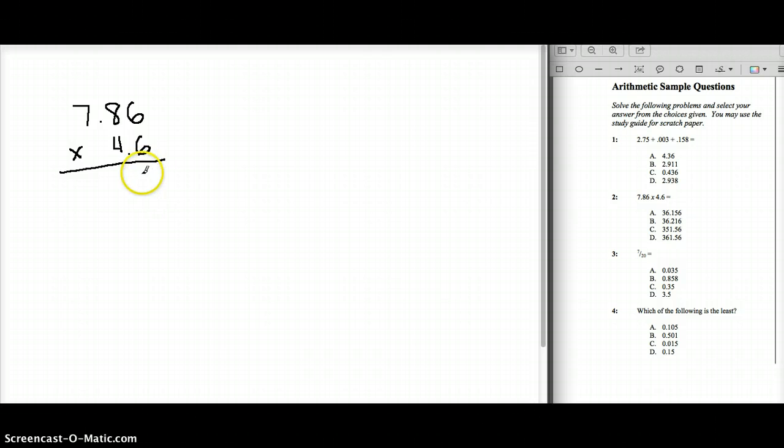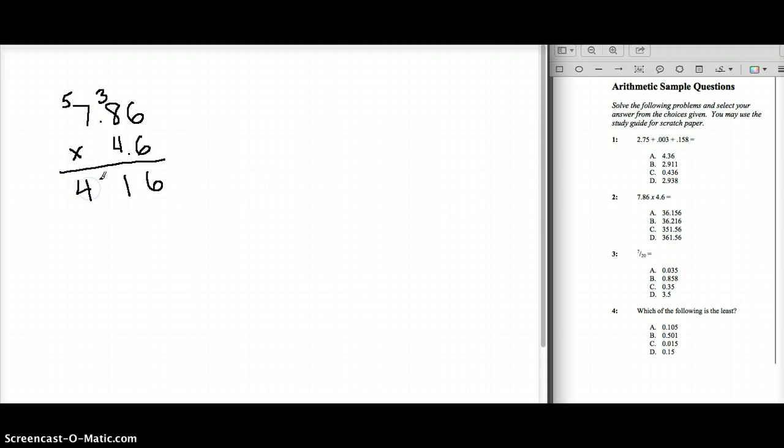So 6 times 6 is 36. We put the 6 here and we carry the 3 up to the top. 6 times 8 is 48 plus 3 is 51. So we're going to carry that 5 up here. 6 times 7 is 42 plus 5 is 47.